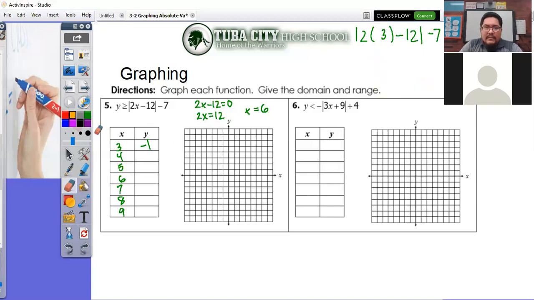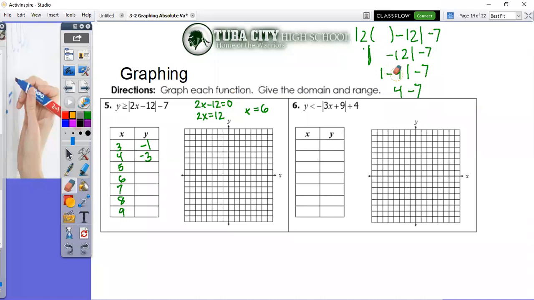All right, next thing I'm gonna need to do is put the next number in here, which is gonna be 4. So put 4 in here. 2 times 4 would be 8. Okay, that's the absolute value thingy. 8 minus 12 would be -4, minus 7, and that would be 4 minus 7. Okay, so 4 minus 7 would be -3. And again, we're going to have a difference of 2 in each of these.